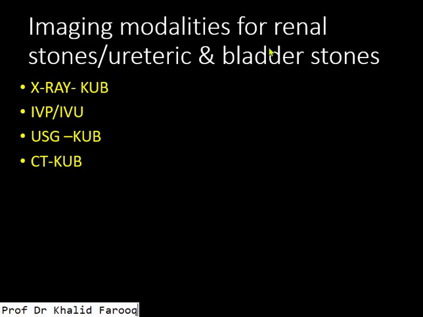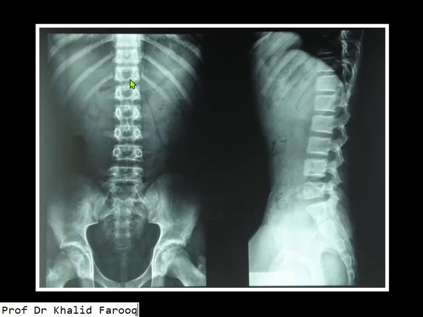Imaging modalities for the assessment of renal calculi, ureteric and bladder stones: X-ray KUB, IVP or IVU examination, ultrasound KUB and CT KUB. In routine we use X-ray KUB and ultrasound KUB, but CT KUB is the best modality for the assessment of ureteric calculi. And let's see their examples. Here we see lumbar vertebrae, lower dorsal vertebrae, SI joints, hip bones, hip joints.